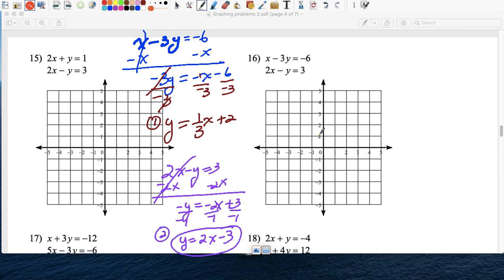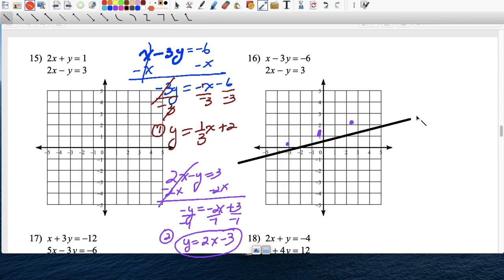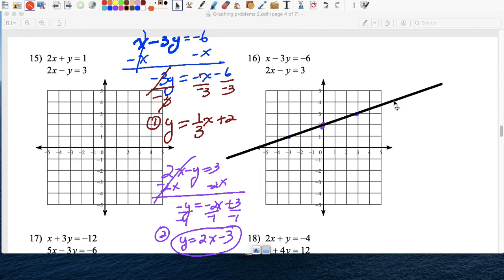Let's graph the first one. The y-intercept is 2, so I'm going to put a 2 right here. It's 1, right? Changing y is 1, and changing x is 3. So 1 up, 3 to the right, and it's positive, so I have to go right. And then if I go down, it's 1 down and 3 to the left. There. I have enough points to graph my line. So that's my line. I'm going to complete it with arrows, and I'm going to label it. Y equals 1/3 x plus 2.